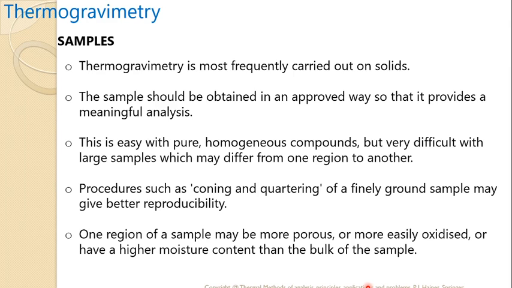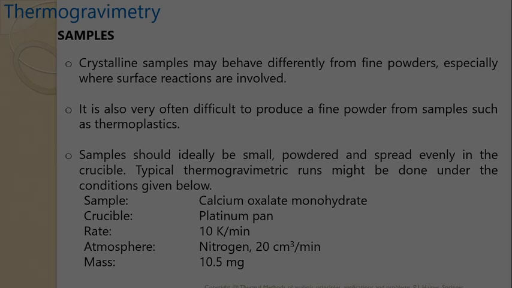Two opposite quarters of the particular sample are discarded, and the two quarters which are kept are used as the sample. In this way we have to sort out the sampling, or minimize the sample, and hence we have to maintain the homogeneity of the sample. One region of the sample may be more porous, more easily oxidized, or have a higher moisture content than the bulk of the sample.